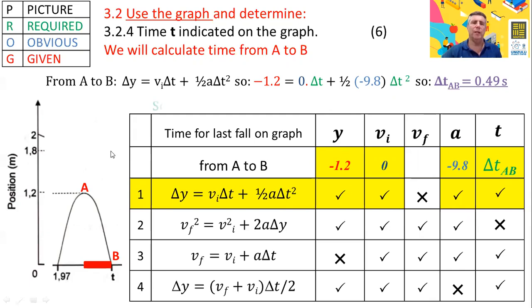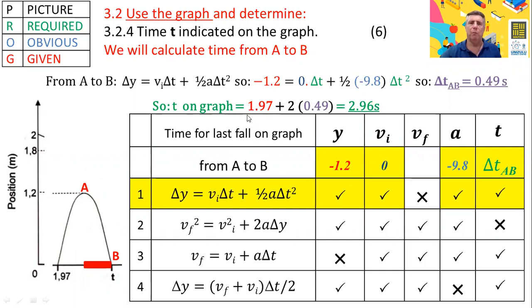So now it's quite an easy calculation. T on the graph will be 1.97, that fixed point, plus 2 of those time periods, 0.49. And that gives us a value that T is equal to 2.96 seconds. So I think you can see just how important it is to be able to analyze graphs, to get data off graphs, and to do these calculations.